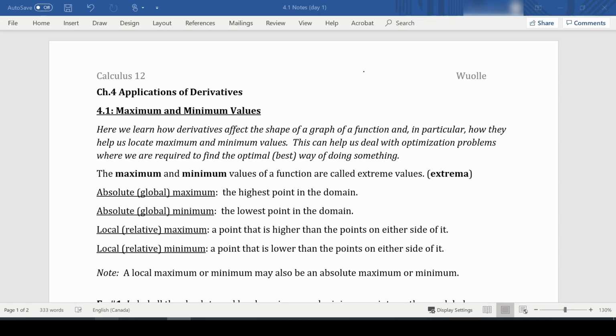We're going to be looking at how derivatives affect the shape of a graph of a function and how they help us locate maximum and minimum values. We're then going to use this to figure out optimization problems later in the chapter.